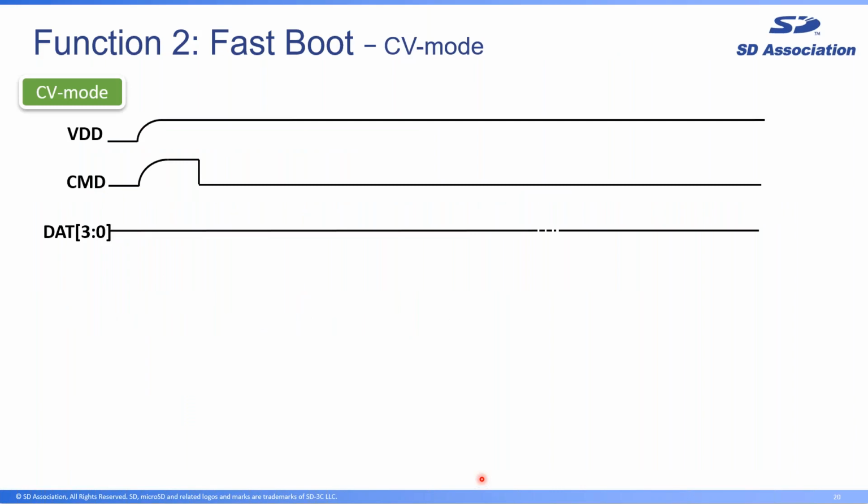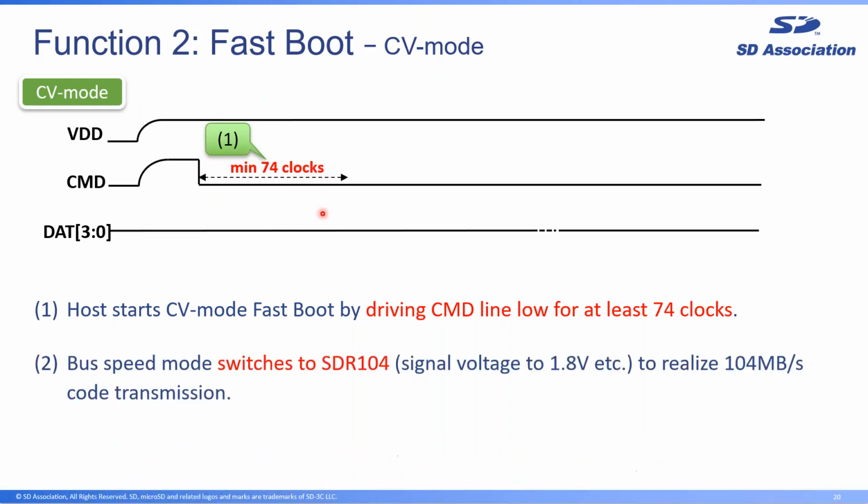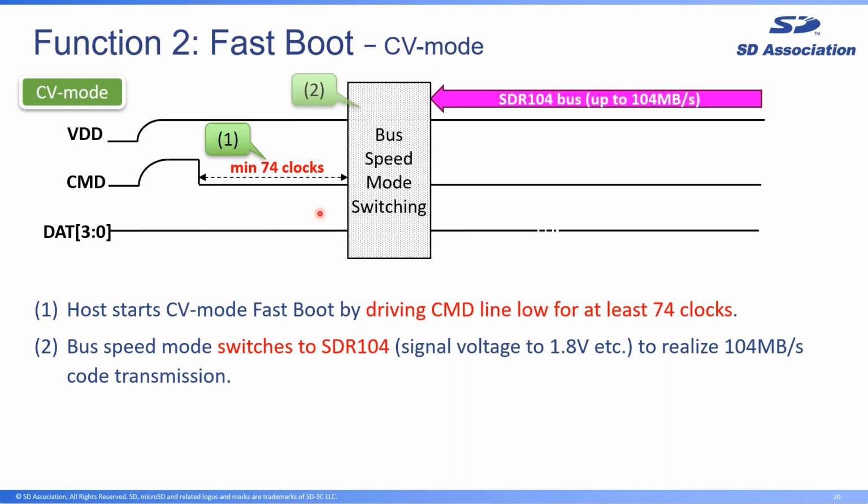In this page, the CV mode fast boot sequence is illustrated when SDR104 is used. First, as mentioned above, CV mode fast boot is launched by the host driving the command line low for at least 74 clocks. Second, both host and card switch the bus mode to SDR104 during the bus speed mode switching period automatically, as shown here. During this period, the signal voltage is shifted from 3.3 volt to 1.8 volt.